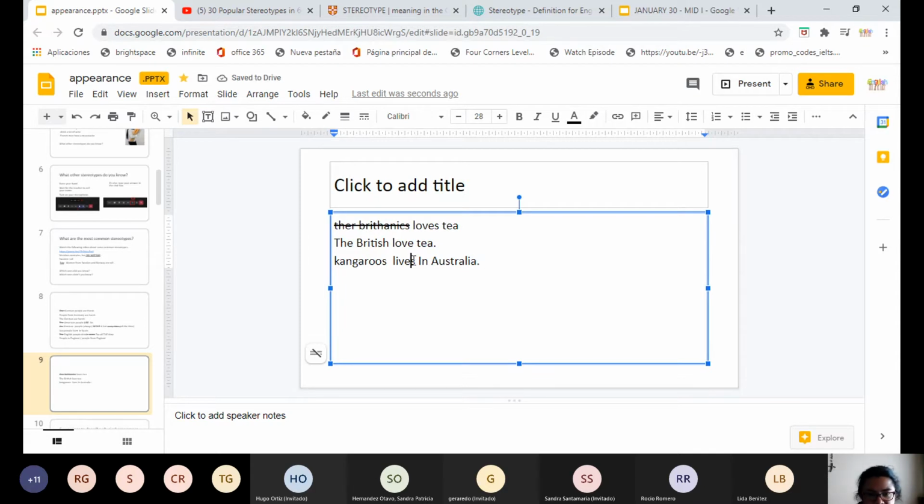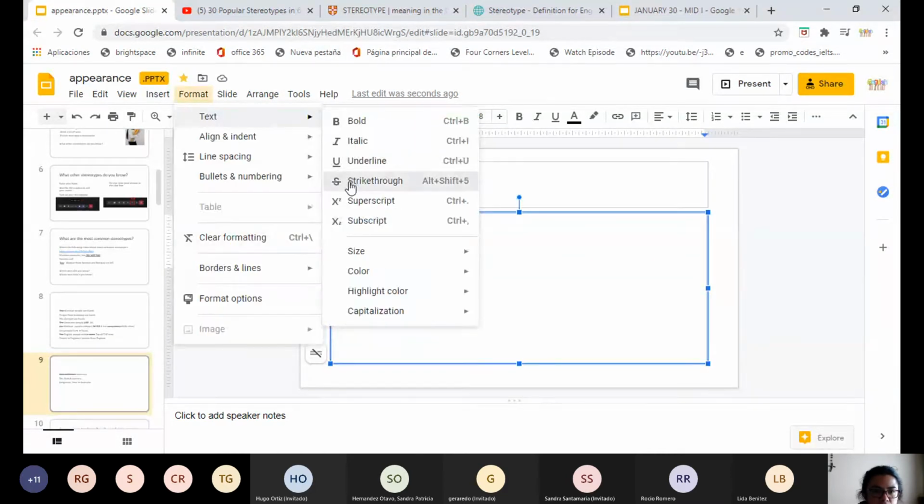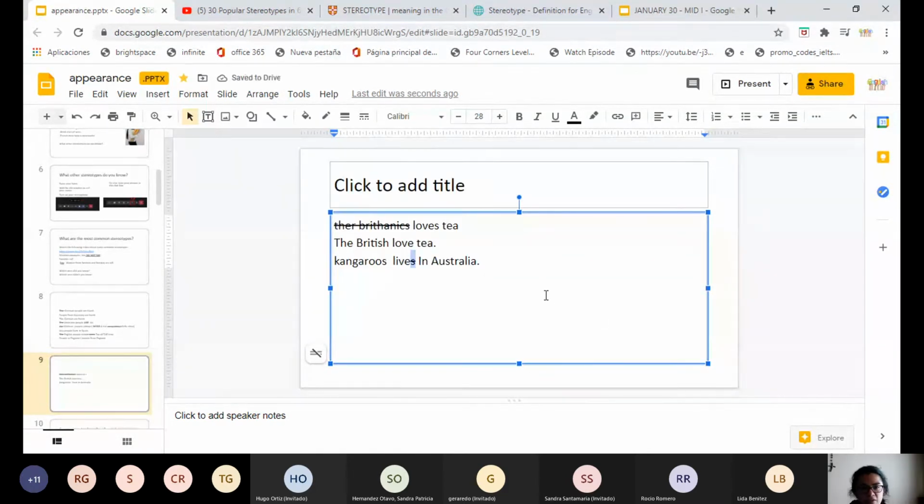Exactly. Live. So no leaves. Kangaroos live in Australia. Live. So kangaroos live in Australia. No leaves, live. No, in Australia live the kangaroos. No, kangaroos live in Australia.